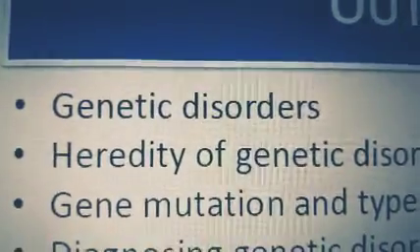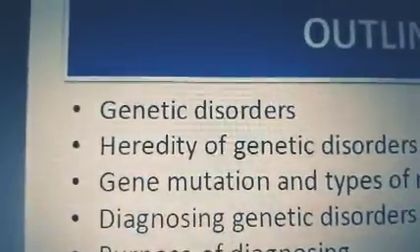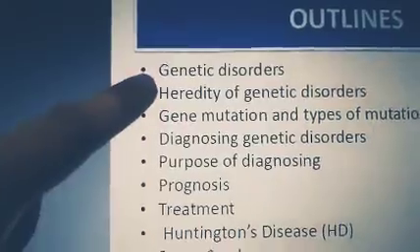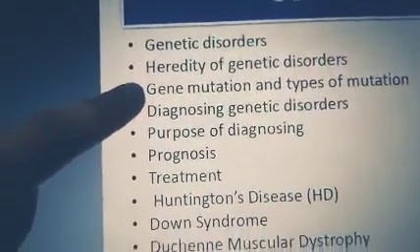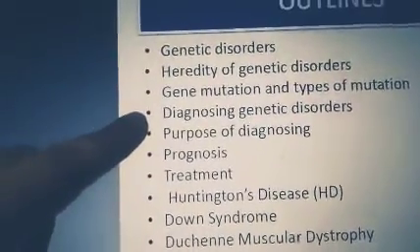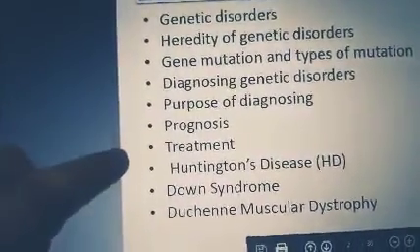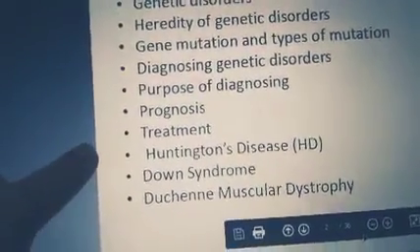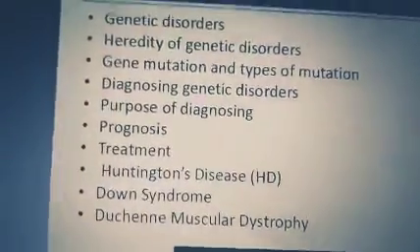Hello friends, today we will be discussing a very important topic: genetic disorders. Throughout the topic we will be discussing the basics of genetic disorders, the heredity of genetic disorders, the reason, that's gene mutation and their types, how to detect, that is the diagnosis of genetic disorders, the purpose of diagnosing, prognosis, and their treatment. We will also cover some major important diseases: Huntington disease, a neurodegenerative disease, Down syndrome and Duchenne muscular dystrophy.